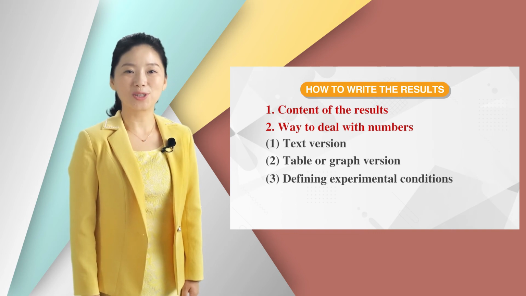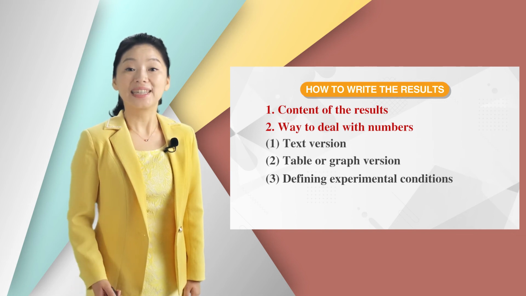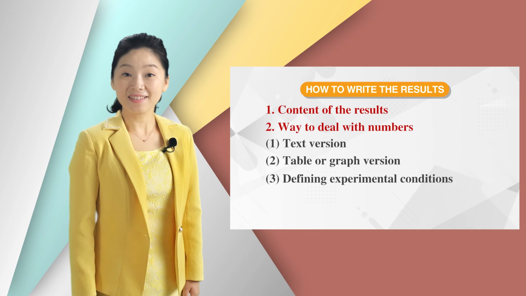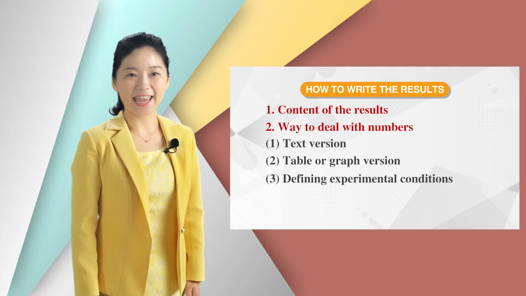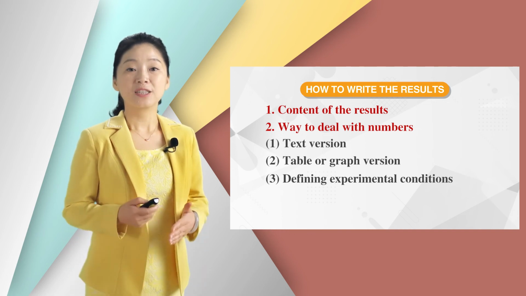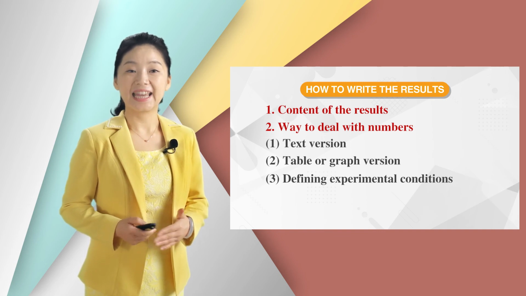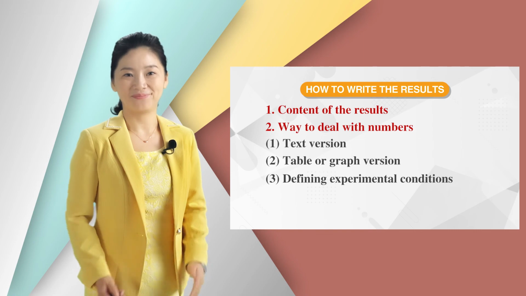Another skill could also be available. You could try to define the experimental conditions under which you did get quite different results. This, to a large extent, helps justify the results you presented in this section.